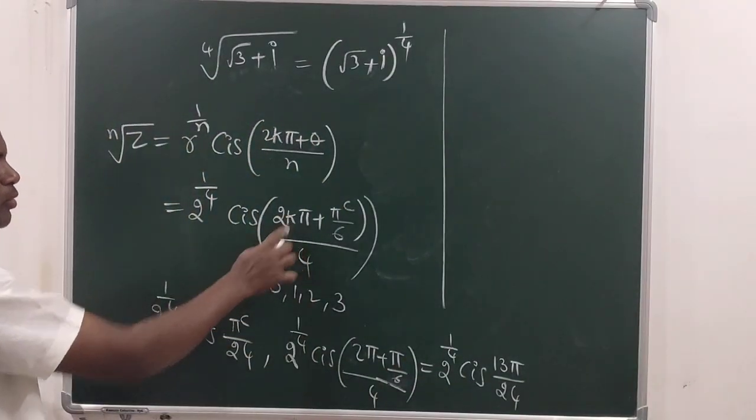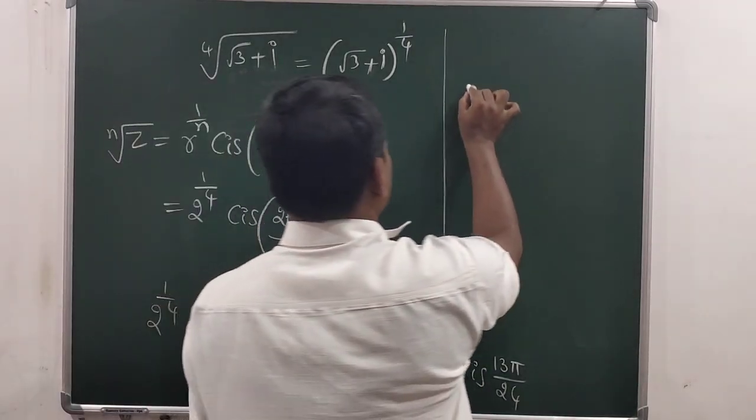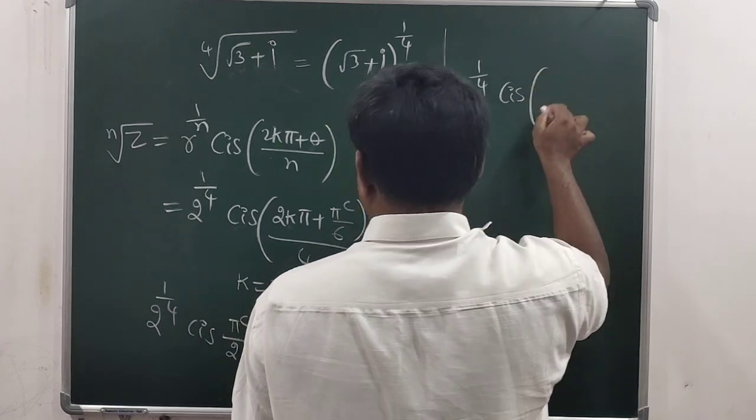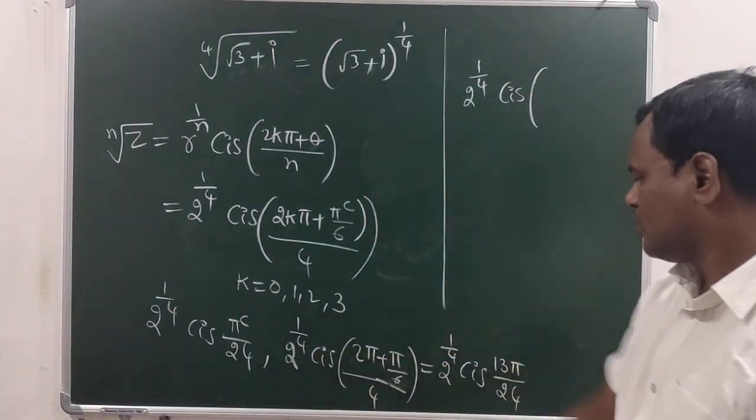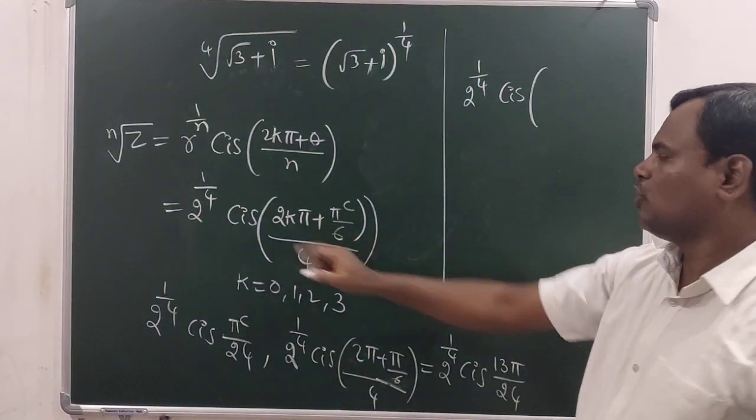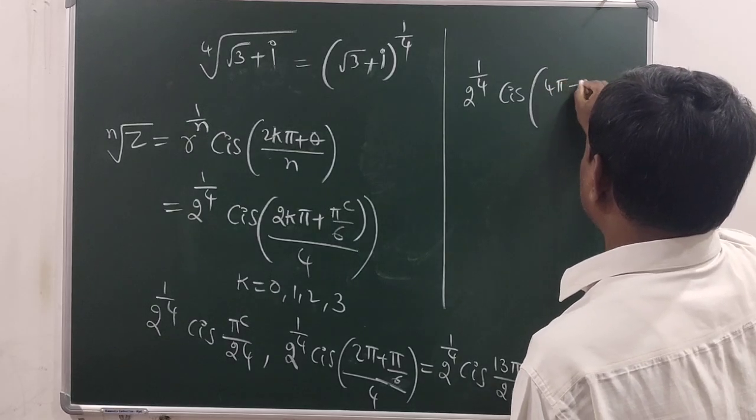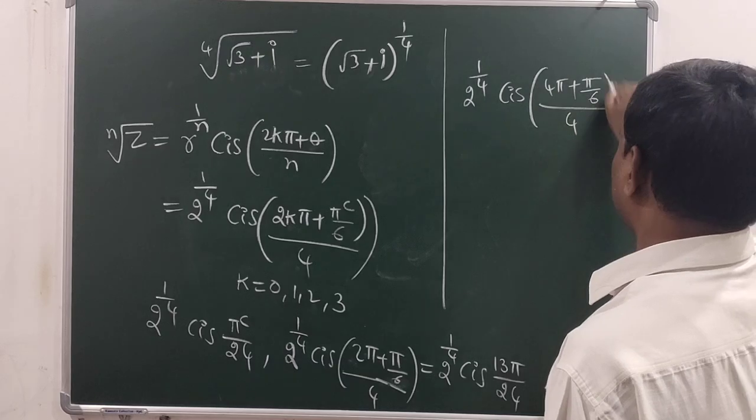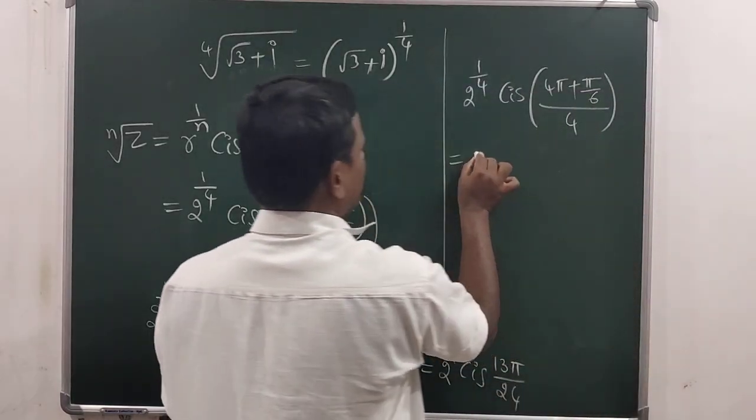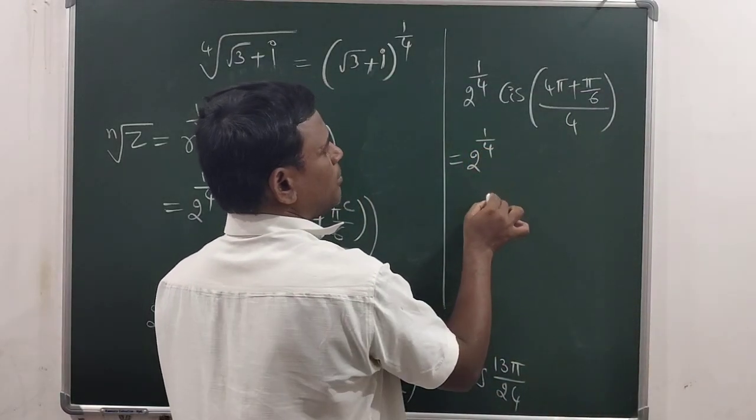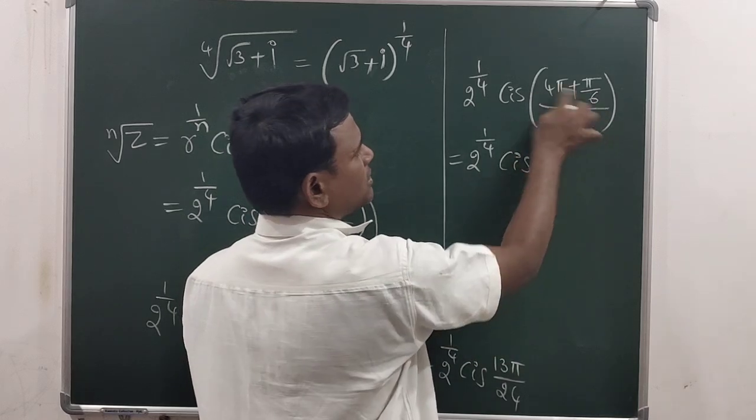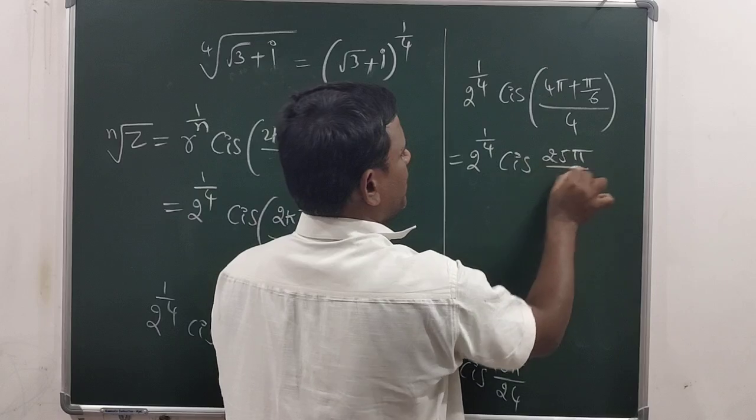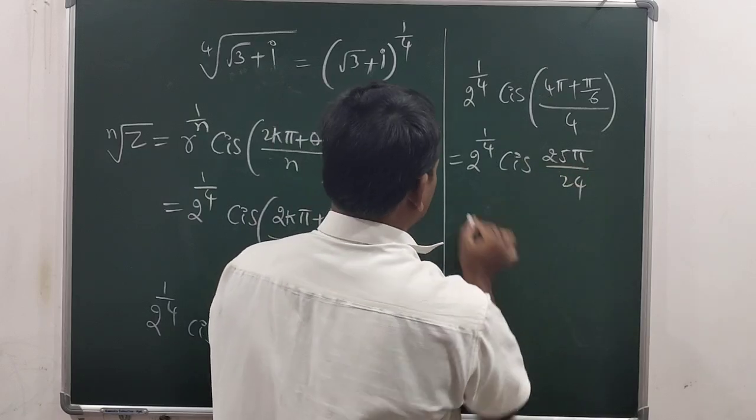Now if you write k equal to 2 over here, then it is going to be 2 power 1 by 4 cis of, k equal to 2 here, so 4 pi. 4 pi plus pi by 6 whole by 4. Now take cross multiplication so that you will get 2 power 1 by 4 cis of 6 4s are 24, 24 plus 5, 25. 25 pi by 24.